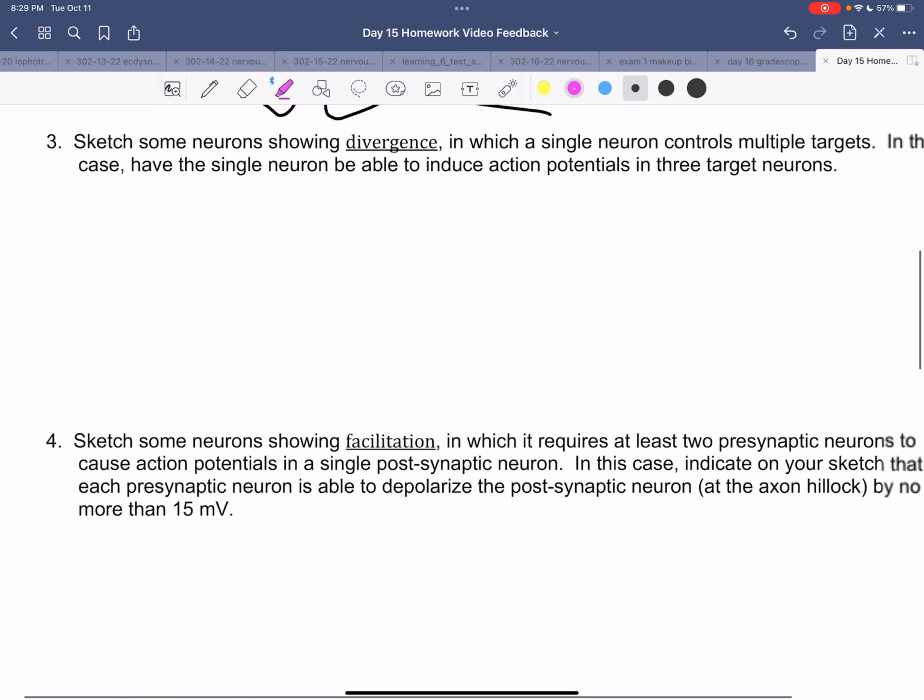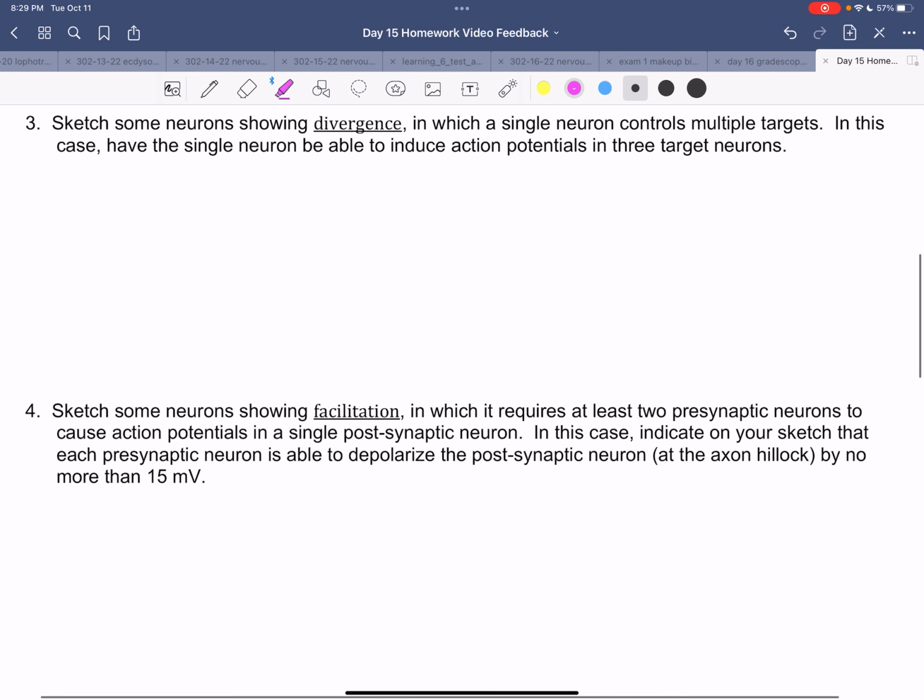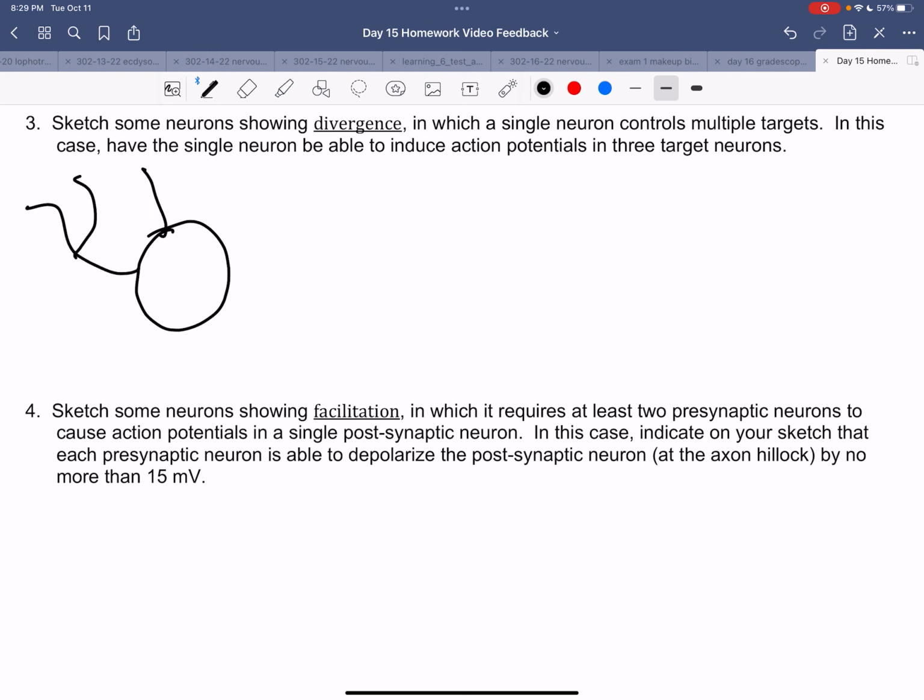The next question was to sketch some neurons showing divergence, in which a single neuron controls multiple targets. So this is commonly shown with a circle to represent the neuron. We could draw some dendrites out of it. A single neuron can have many dendrites with lots of branches, but commonly when we're showing neural circuits, we just know that it has dendrites. And if we want to show some other neuron having an effect on it, we just send an axon branch to it. So here is neuron A.